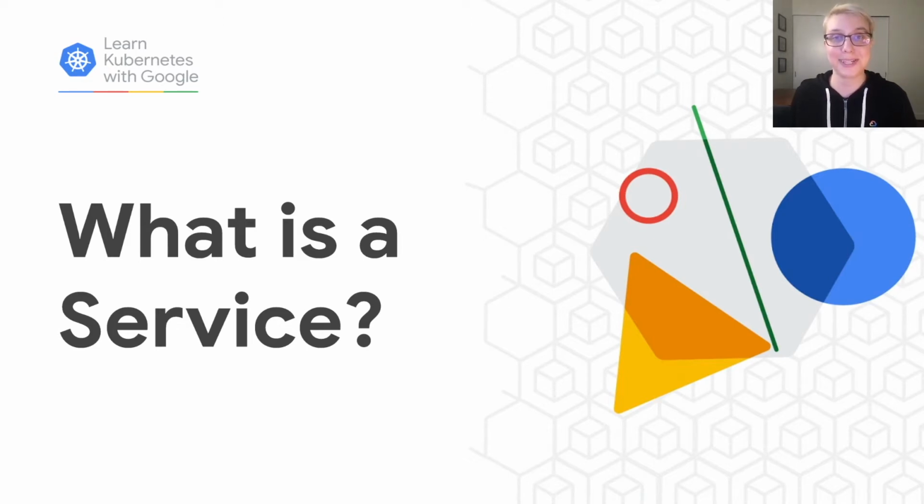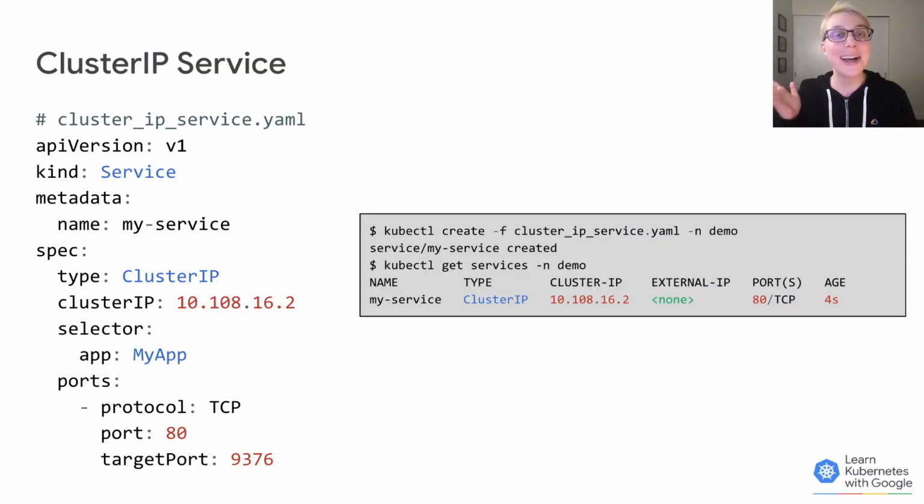So, let's get started. Ta-da! This is a service object. Like anything in the Kubernetes API, you can create this object on your Kubernetes cluster, like with this kubectl command, and the Kubernetes control plane will do its best to make it a reality.